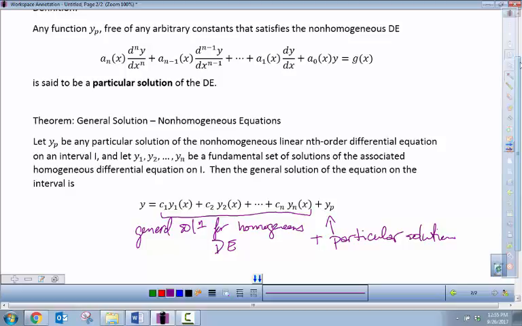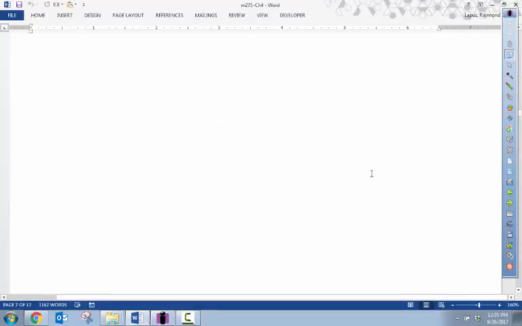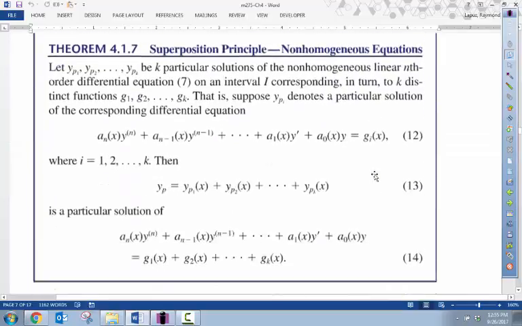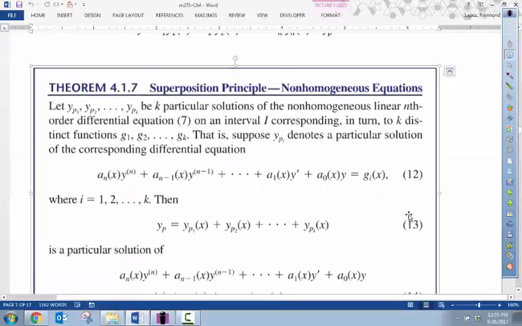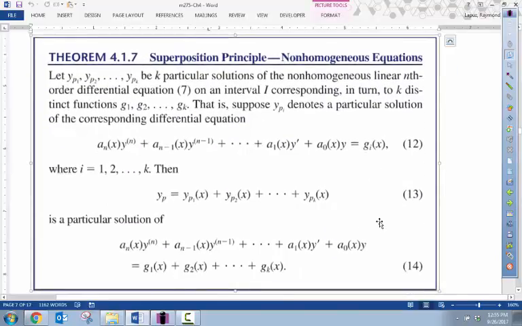And then they have a summary. This is a superposition principle. This is basically what I have written down. Oh, particular solutions can be written like this too.